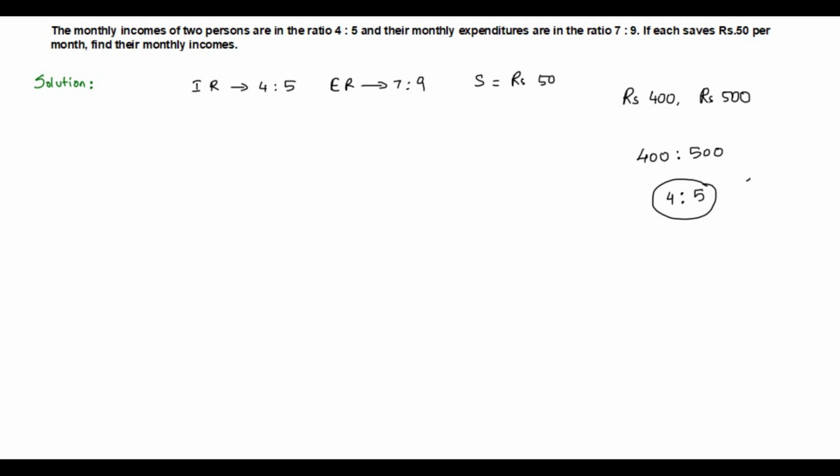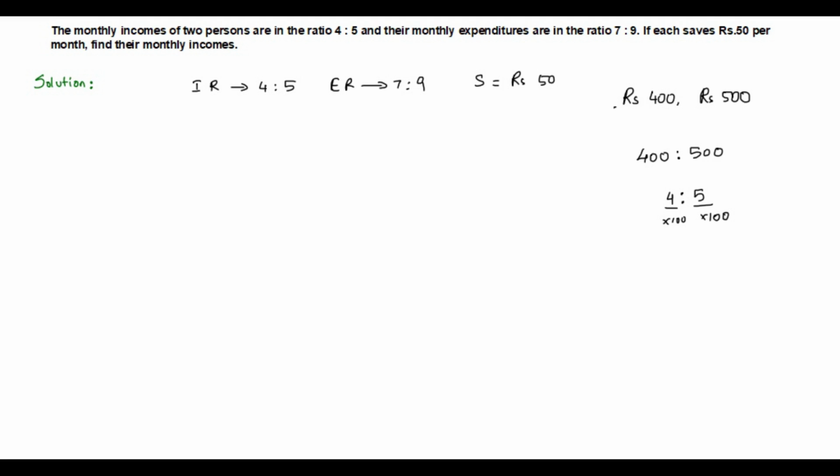Okay, so now from this ratio 4:5, if you want to get the original quantities ₹400 and ₹500, what do you have to do? It's very simple. We have to multiply both the first term and second term by 100. So from this we can understand a fact: whenever we want to get original quantities from the ratio, we have to multiply both the terms of the ratio by the same number. So that is a fact we have to understand here. From the given ratio, if you want to get the original quantities, you have to multiply both the first term and second term by the same number.